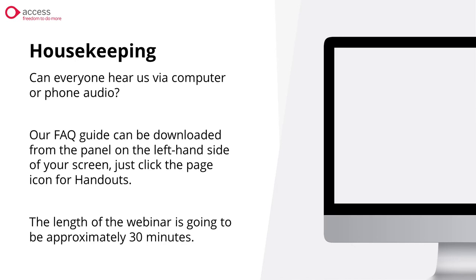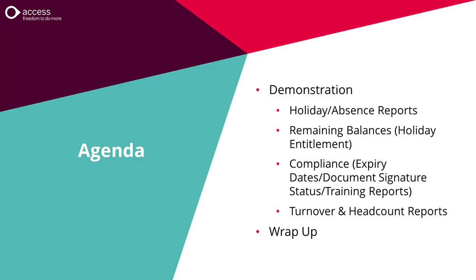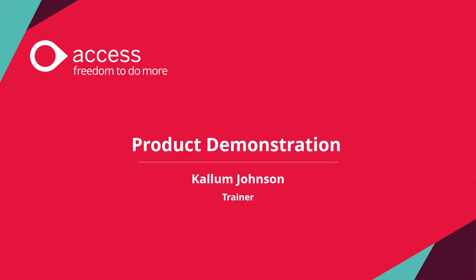The length of the webinar is going to be around 30 minutes. Because we have a lot to cover, we're going to jump straight into the demonstration, which will go over holiday and absence reports, remaining balances of holiday entitlement, compliance, so expiry dates, document signature status and training reports, and then we'll go on to turnover and headcount reports. Then I will wrap up at the end. So it's on to the product demonstration, which is going to be done by my colleague Callum, who is a PeopleHR trainer. Over to you, Callum.